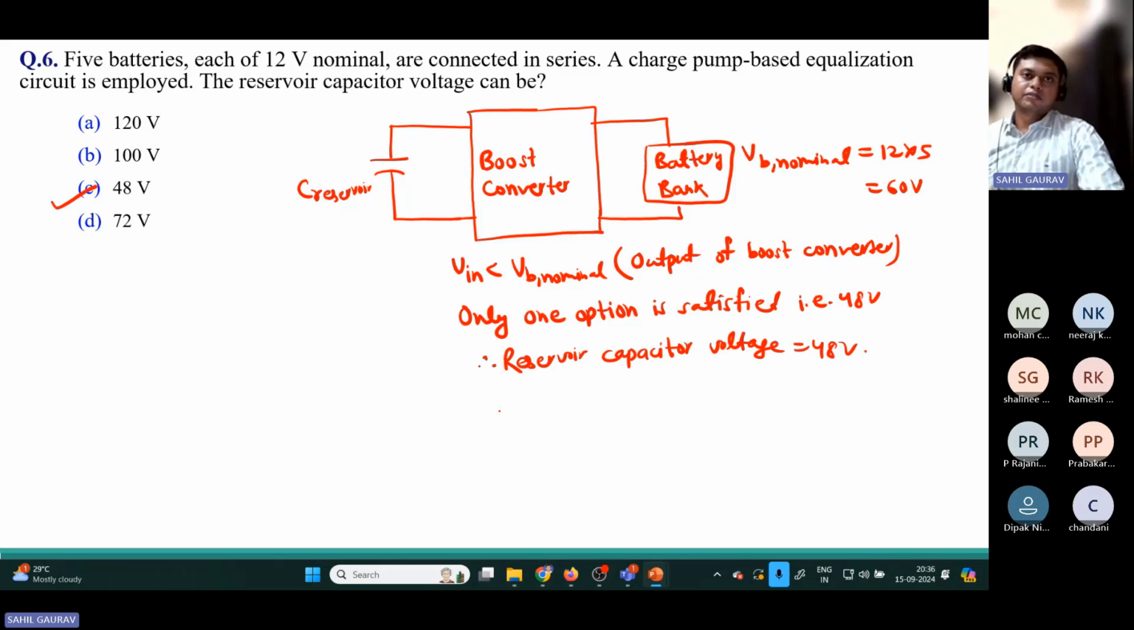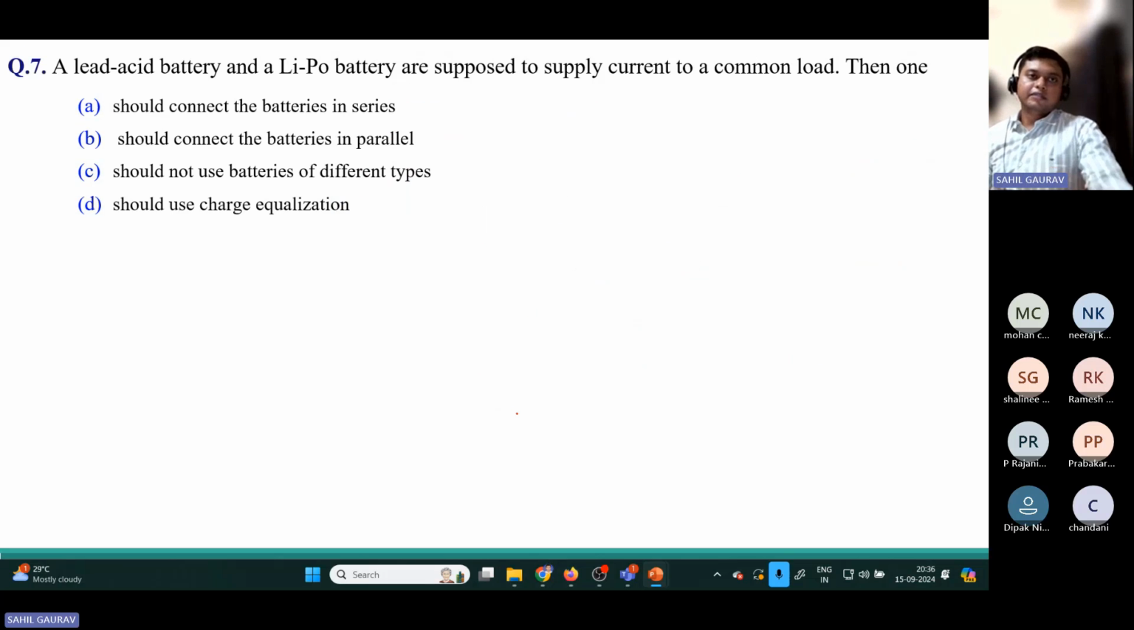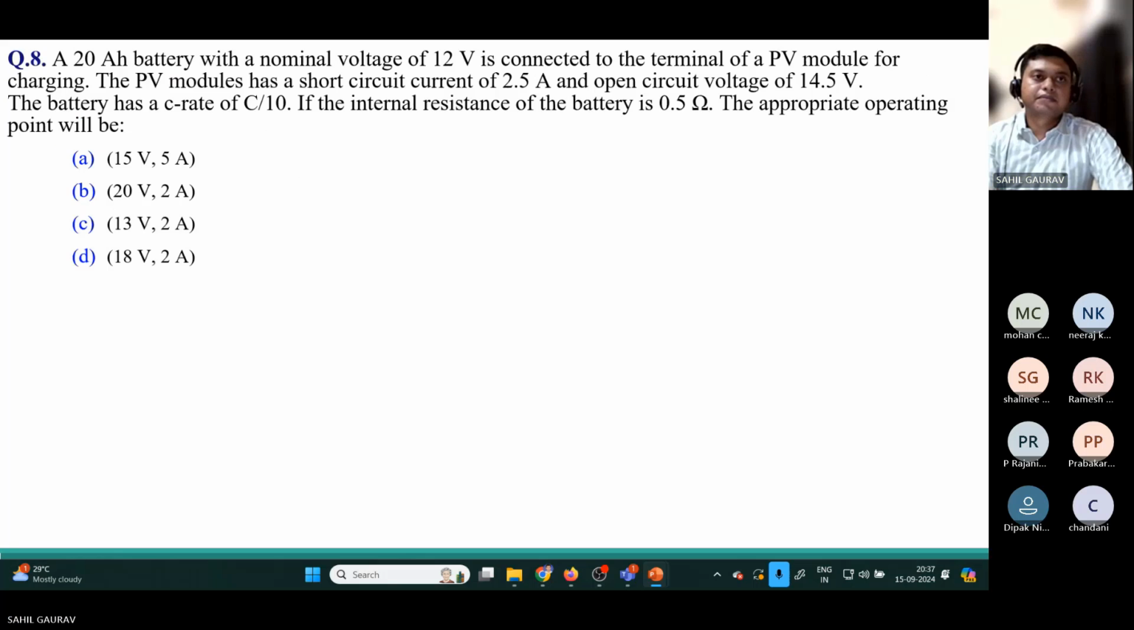Now let us see the next problem. A lead acid battery and a lithium polymer battery are supposed to supply current to a common load. Then one should connect the batteries in series, one should connect the batteries in parallel, one should not use batteries of different types, or one should use charge equalizers. What do you think? There are two different batteries, so you cannot connect two batteries in series. So one should connect the batteries in parallel. So B option is correct.